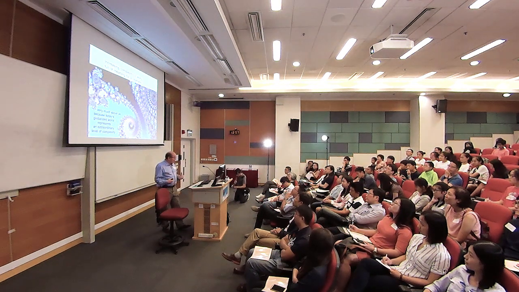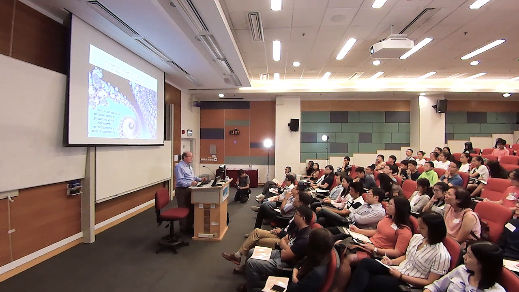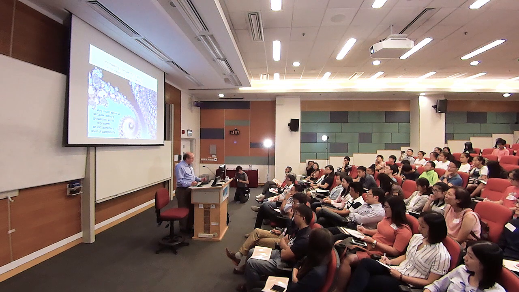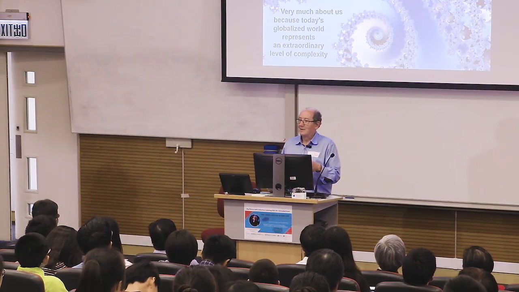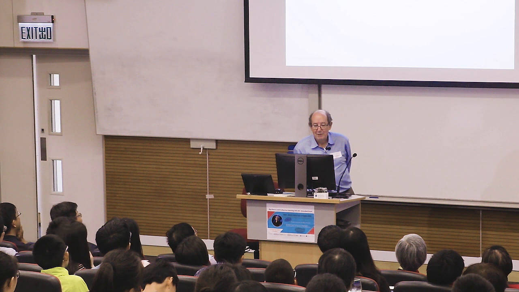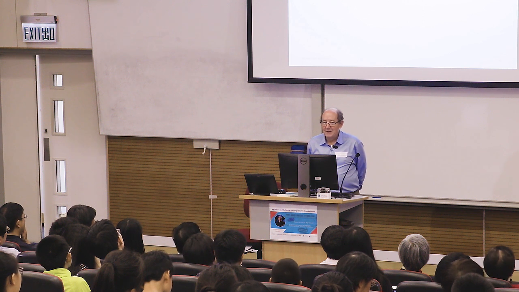So it's a story that's very much about us, because today's world represents an extraordinary level of complexity. So that's the question. How do you get from this simple early universe to Hong Kong today? How do you get there? Well, the story has a villain. Every good story should have a villain. Well, some people say it's a hero, but anyone, any idea who the villain is?